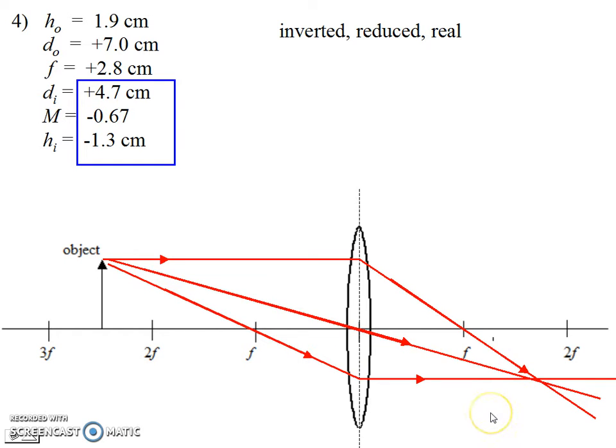Go ahead and draw your image, because a ray diagram is not complete until the image is drawn. That's the whole point of the ray diagram. Then we label it, where the image goes from the principal axis to the intersection point. Alright, now let's see how this correlates.